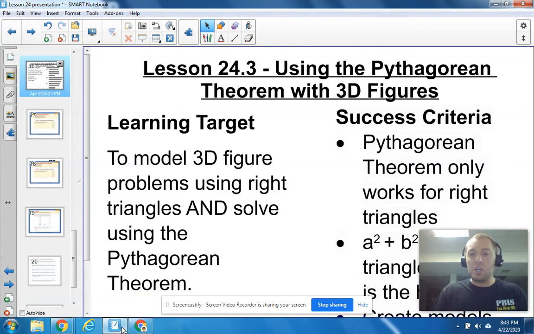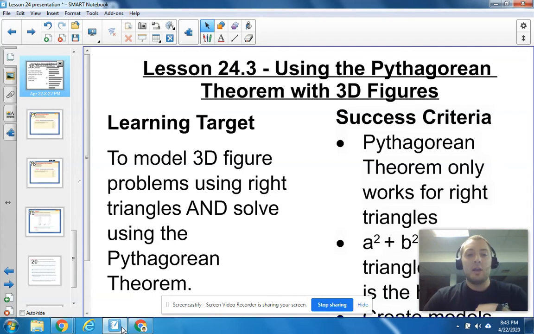getting ready for lesson 24, section 3. That's what we're doing right now. 24.3, which is continuing our study of the Pythagorean theorem. Only today we're going to use some 3D figures, see how we can apply it in 3D figures. So it's some more application of that Pythagorean theorem.